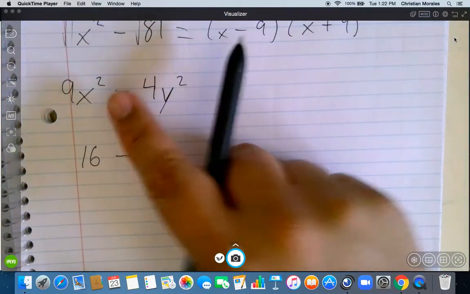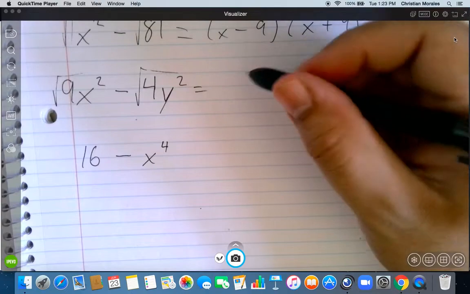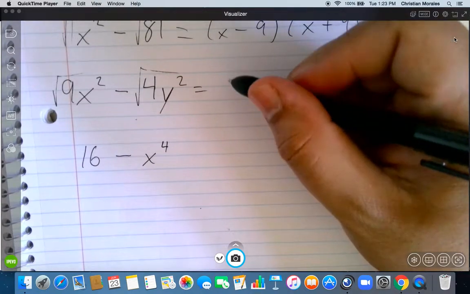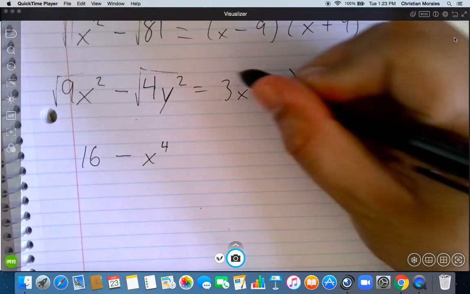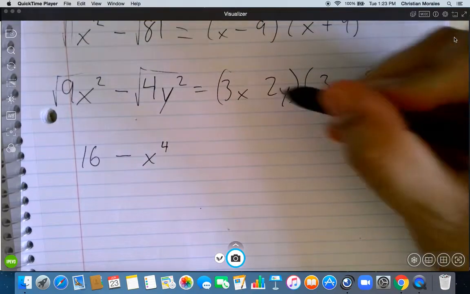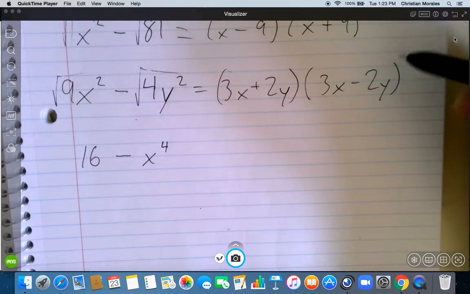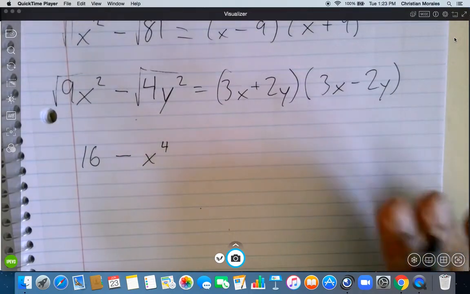Here, square root here, square root here. You get 3x and you get 2y. You get two of them. 1 plus, 1 minus. That's it. Now, the next one's a little tricky, okay? And let me explain.